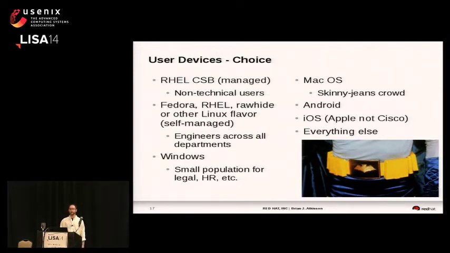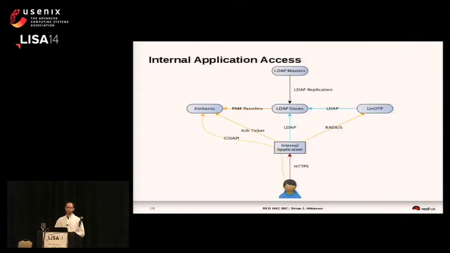People will come to us with pretty much any device and expect to be able to get mail on it. So, from an internal application access standpoint, this is usually how most of our applications will work. At this point, most applications are web-based. A user will hit a web-based application, which on the back end will either accept GSS API tickets or do RADIUS authentication to our OTP server. And on the back end, that application will be consuming LDAP data.